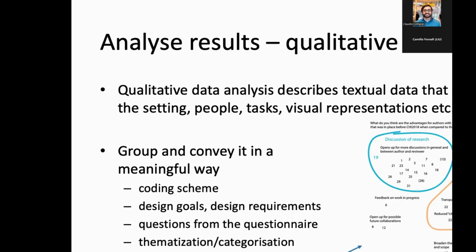Often we have some sort of coding scheme. If you work with specific goals or requirements, you can group your qualitative results under these headings, so to speak. You can also use the questions from the questionnaire as they are, or make your own categorization. But you need to plan before you start your study how you are going to collect the data, but especially how you are going to handle and analyze them when it's time to do that.